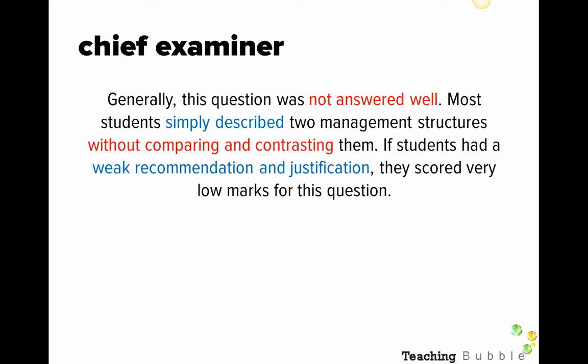If students had a weak recommendation and justification, they scored very low marks, even if they compared and contrasted, which most people didn't do, in all honesty, in this question. There were lots of answers where they simply described the 2 structures, and described them really well, but you don't get any marks for that because you haven't answered the question. But you had to give a really good justification to get good marks for it also.